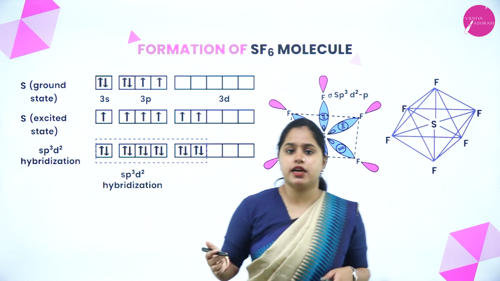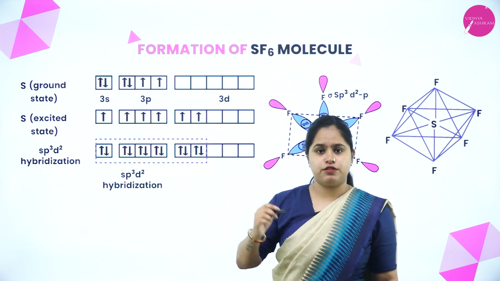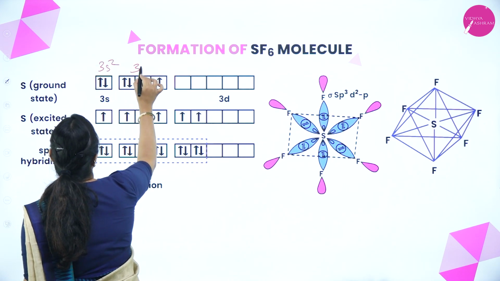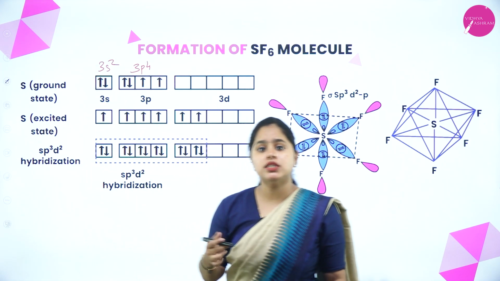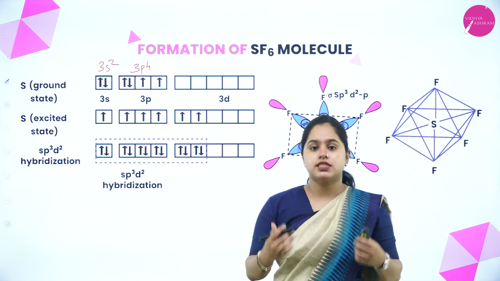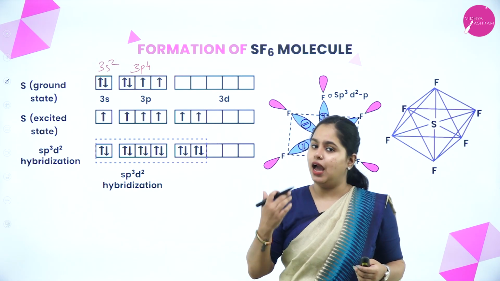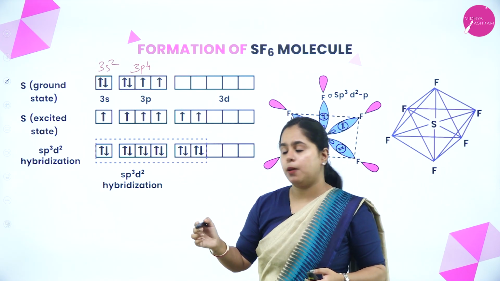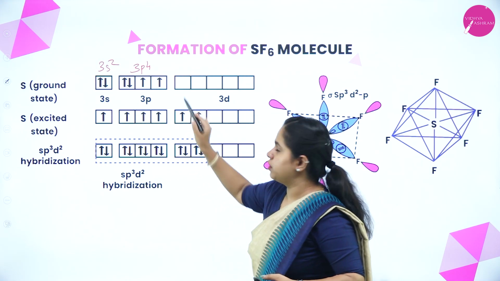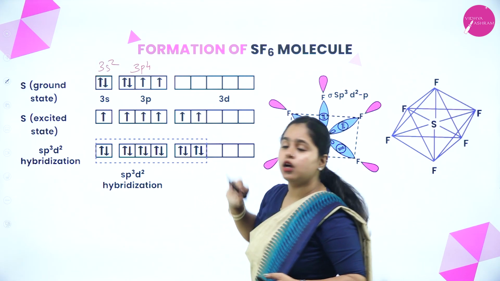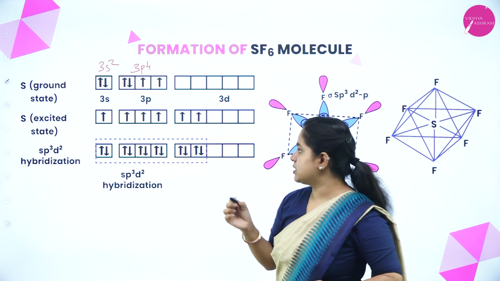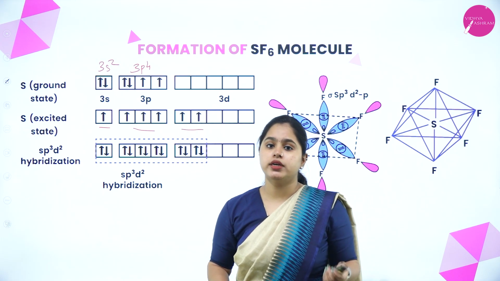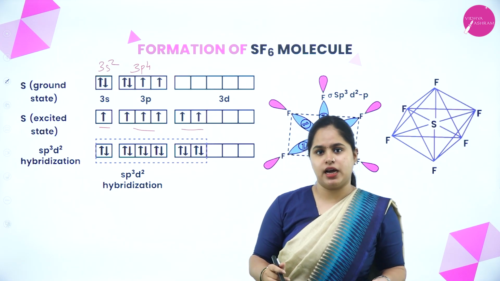So, in the ground state, the electronic configuration of sulfur is 3s2 and 3p4, right? So, we know that in SF6 molecule, the sulfur has to bind with 6 fluorine atoms, right? So, as you can see here, only 2 unpaired electrons are there. So, what happens? Yes, 1 electron from here goes to here and 1 electron from here moves to the d orbital. So, as you can see here, there is 1s, 3p and 2 d orbitals that are going to take part in hybridization now.